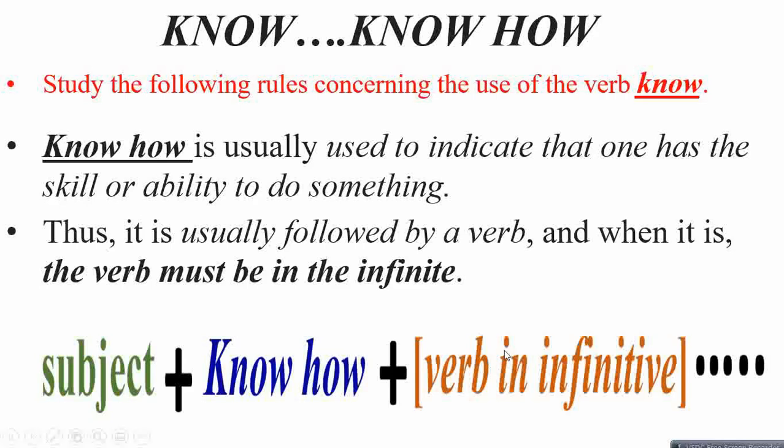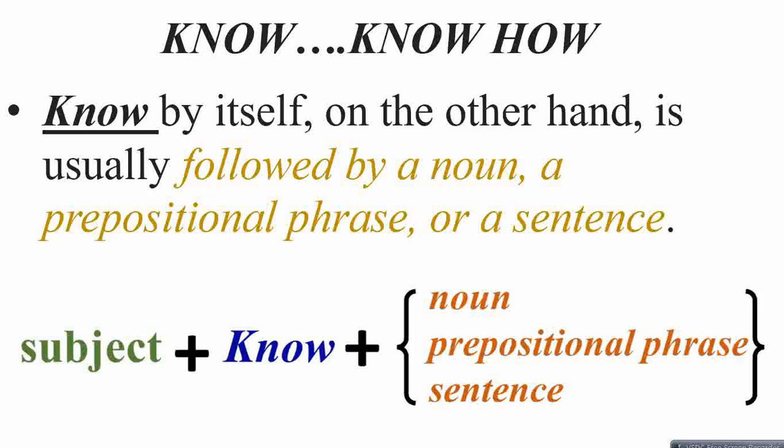And by now I'm sure you know that infinitive verb form is a simple verb form with the to preceding it, to followed by simple verb form. However, if you are using the word know only, the verb know by itself, on the other hand, is just usually followed by a noun, a prepositional phrase or a sentence.